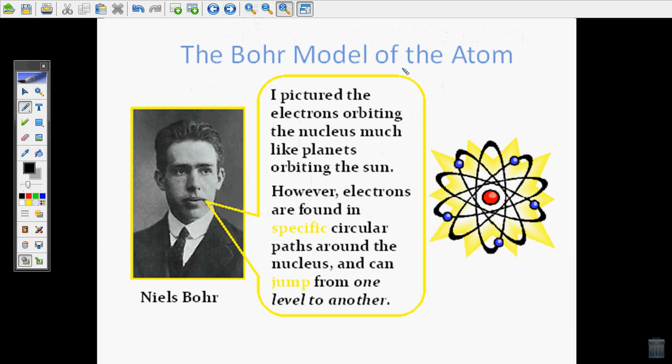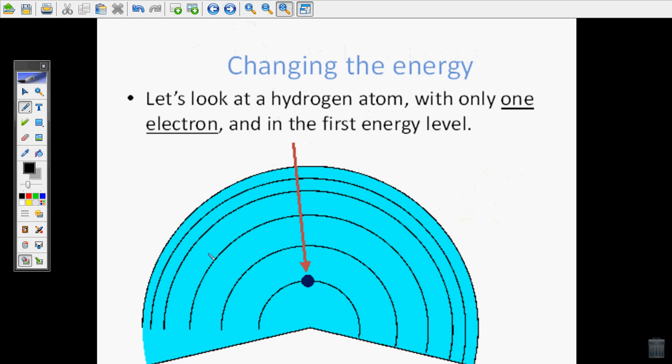The Bohr model of the atom. So Niels Bohr pictured the electrons orbiting the nucleus like planets around the sun. But he said, no, they're in specific circular paths, and they can jump from one energy level to another. So here, if you look, this is a hydrogen atom with one little electron, and these are all the different shells that it could be in.